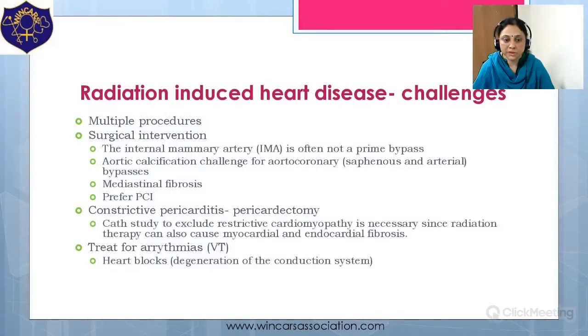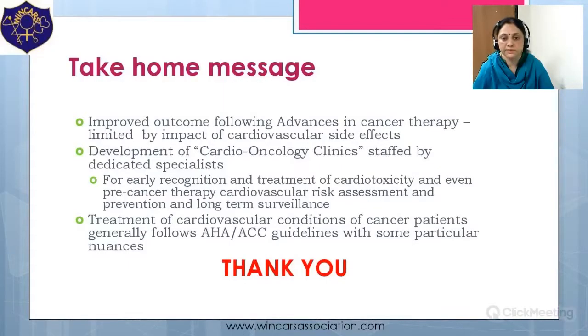Coming to pericardectomy for constrictive pericarditis, it is advised to do a cath study to exclude underlying restrictive cardiomyopathy, since radiation therapy can also cause myocardial and endocardial fibrosis. It has been seen in many cases that after pericardectomy for constrictive pericarditis, there was no symptomatic relief because the underlying restrictive cardiomyopathy came into the picture. Coming to treatment of arrhythmias, especially VT in these patients, one should be cautious as there is a risk of heart blocks due to degeneration of the conduction system.